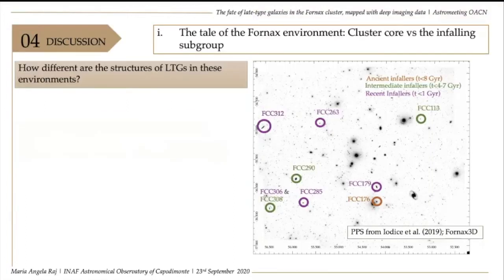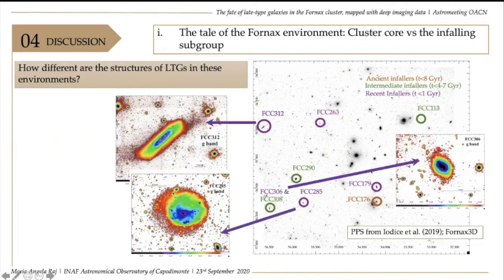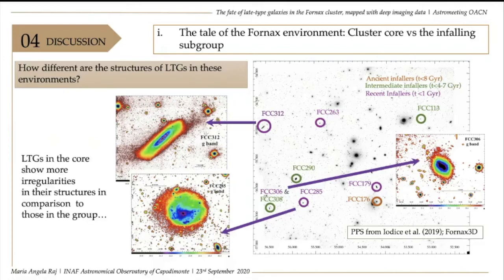So the first question was, how different are the structures of late-type galaxies in these environments? Here we have the projected phase space obtained from Fornax 3D. Just to show a few examples, we have tidal tails in the case of FCC 312 and 306, and lopsidedness in the case of FCC 285. What we see is that the LTGs in the core show more irregularities in their structures in comparison to those in the group, which had more regular morphology.